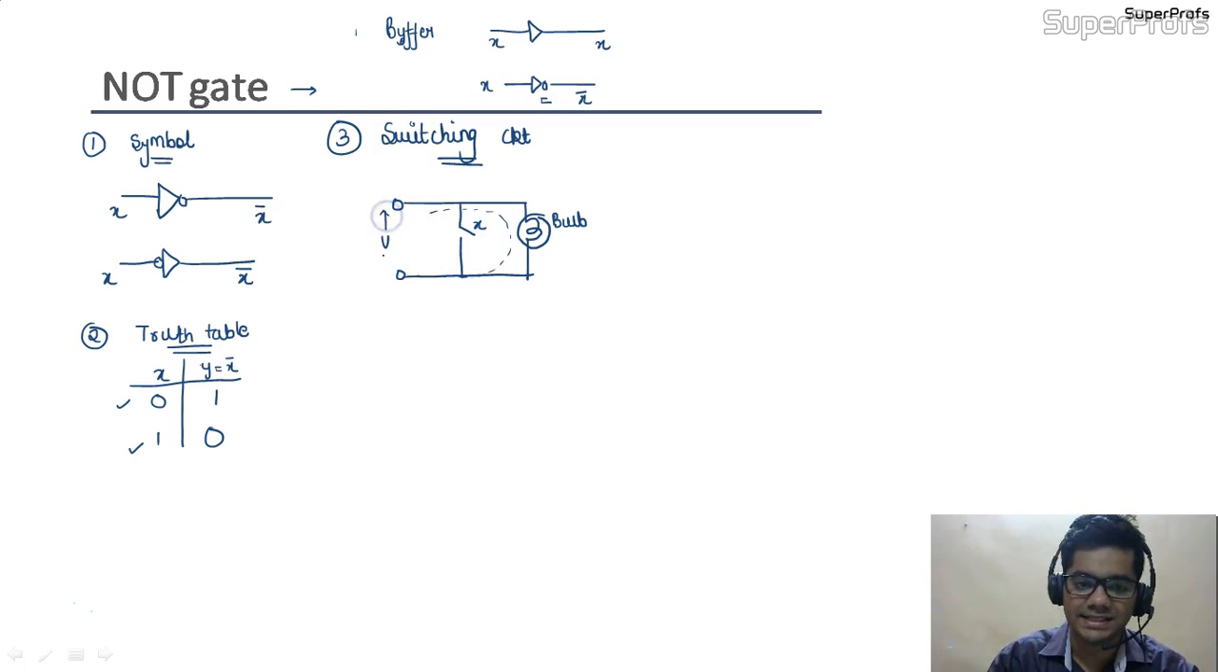Okay, this is the voltage level. So we can see that this switching circuit is fulfilling the NOT gate. So this is the switching circuit for the NOT gate. Now the fourth point would be its transistor circuit. So how are we going to draw its transistor circuit? See students.